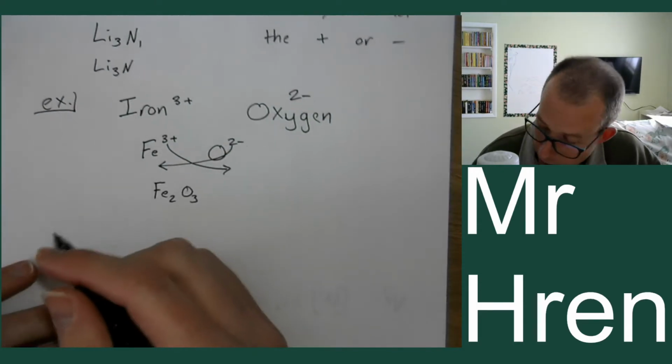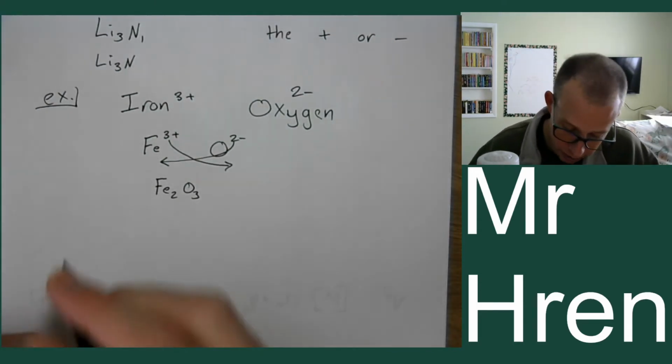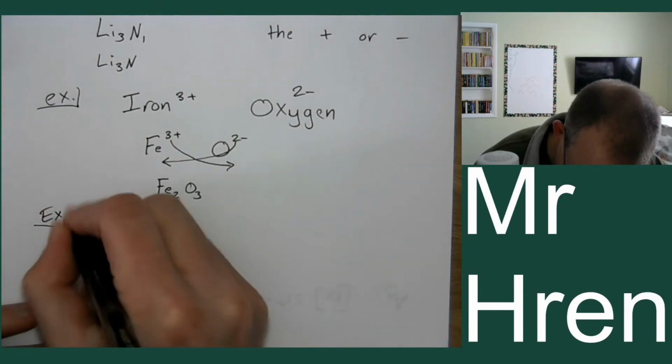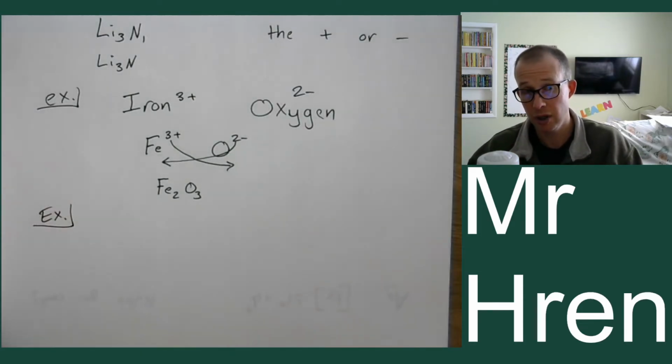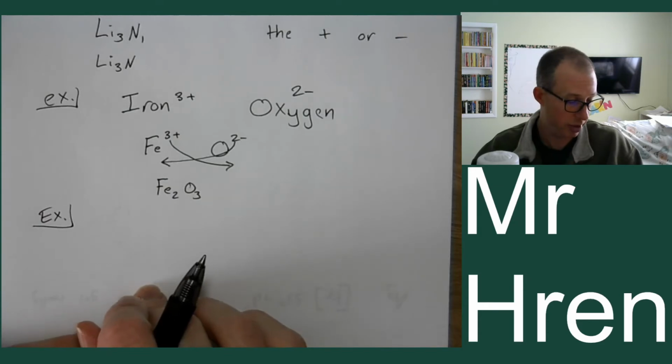They're neutral. The only thing you need to be aware of when doing this is that you have to simplify these. You can simplify ionic compounds. You never simplify covalent compounds, ever. But you simplify ionic compounds, all right?